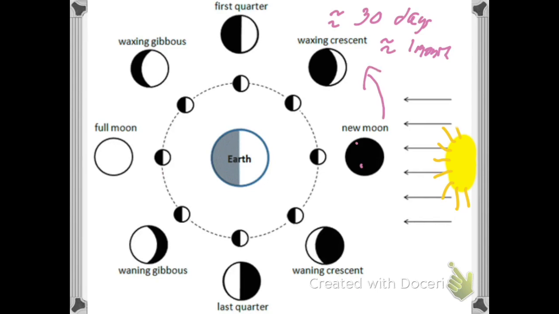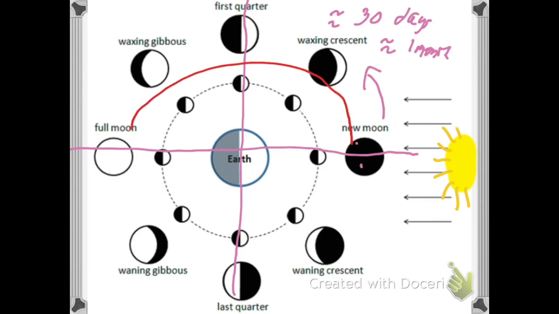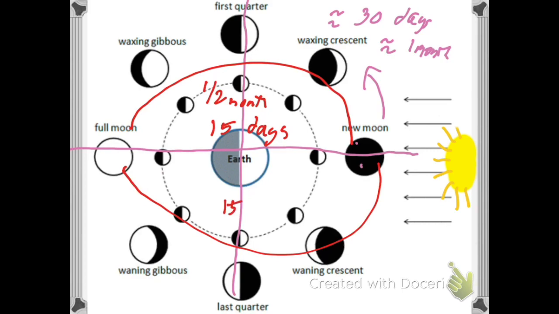So if we were to divide this into quarters, because there are about, give or take, 4 weeks in a month, right? So if we divide it into quarters like that, that means to go from the new moon to the full moon is 1/2 month. 1/2 month is about 15 days. So half the cycle is 15 days, then the other half of the cycle is about 15 days.